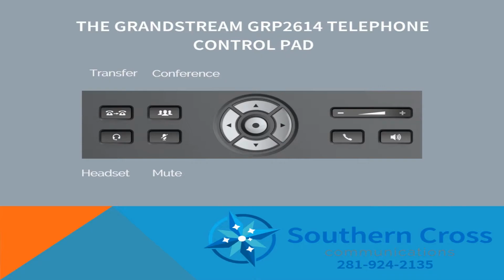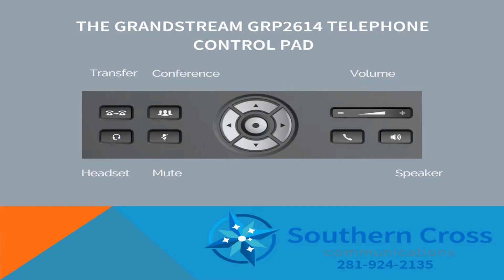The headset key will switch the call from the handset or the speakerphone to a headset that is wired to the headset jack on the back of the phone. If the phone is idle, the volume slider will adjust the phone's ring volume. If you're on a call, it will adjust the volume at which you hear the person on the other end. The speaker button allows you to switch between handset or headset and the speakerphone.